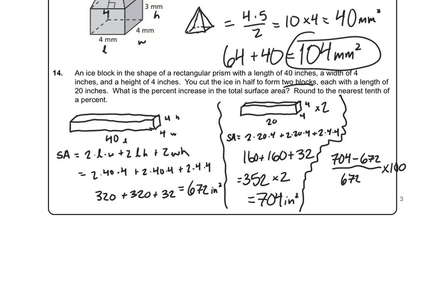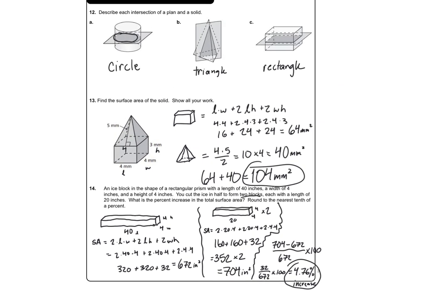All right. So 704 minus 672 is 32. So I can rewrite this: 32 divided by 672 times 100. 32 divided by 672 and multiplying by 100 gives me a percentage of 4.76 when we round. And since I went from 672 up to 704, we would say this is an increase. Okay, there's our chapter 10 test review.